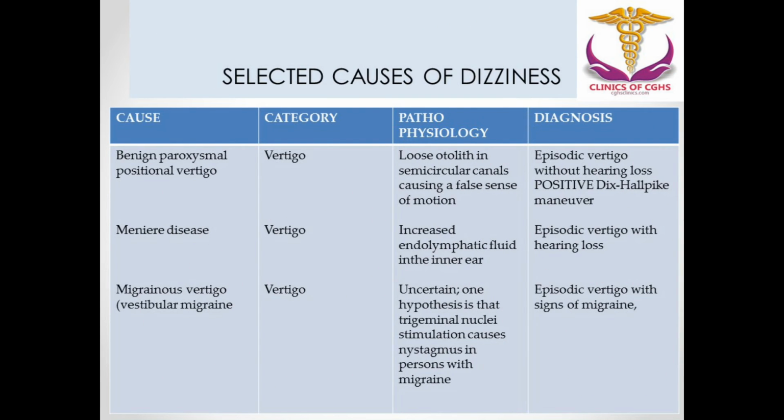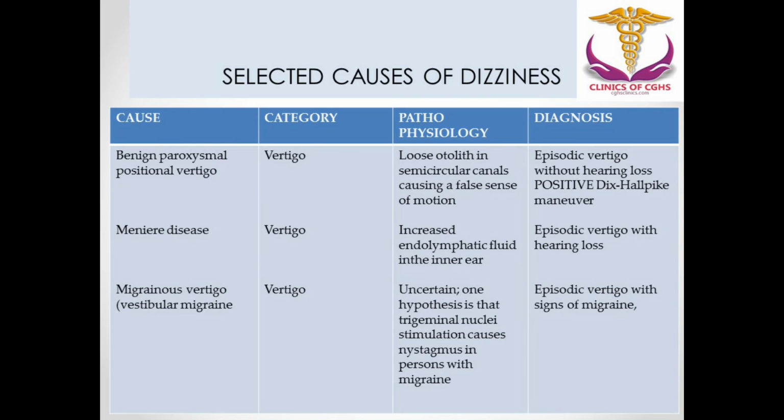Now let us have a quick look at the pathophysiology and diagnosis of some commonly seen causes of dizziness. Benign paroxysmal positional vertigo, the commonest cause of vertigo, is due to loose otoliths in semicircular canals causing a false sense of motion. This is diagnosed by symptoms of episodic vertigo without hearing loss. A positive Dix-Hallpike maneuver is diagnostic of this condition.